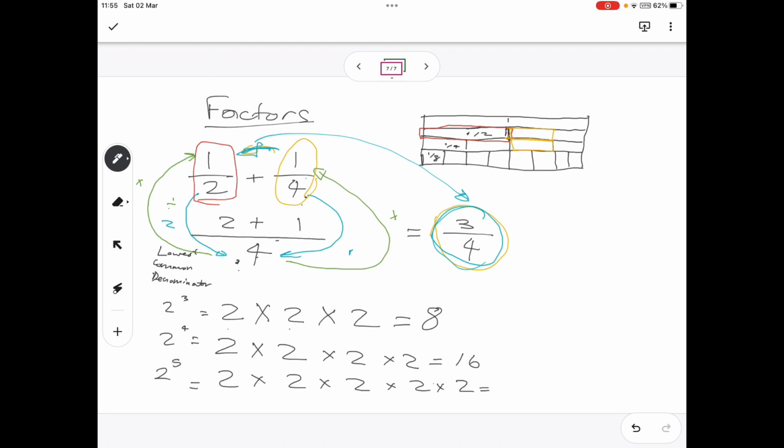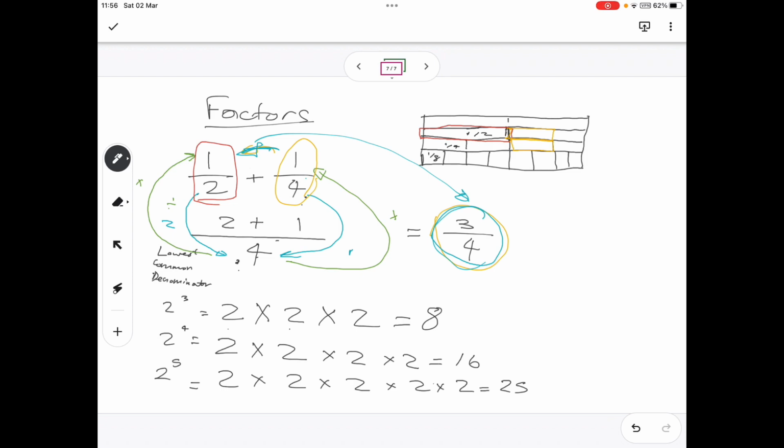I agree. We did the third. We did 2 multiplying itself 3 times, and then we were supposed to do it 2 multiplying itself 4 times, and then 5 times, and then 6 times, so that we realize the pattern. You check.